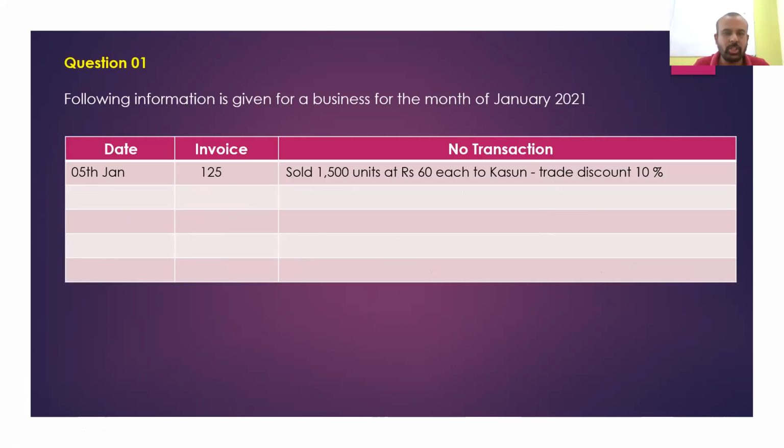Okay, what's the first transaction on 5th January? There was a credit sale. You sold 1,500 units at 60 each. When there is a credit sale, you know that it needs to be recorded in the sales journal. Credit sales must be recorded in the sales journal. Then you can go and record on 5th January. There was a credit sale.